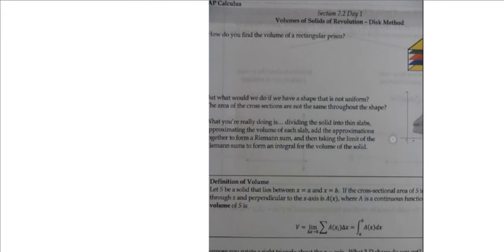Okay, on to 7.2. So 7.2 is where things start to pick up a little bit. We're looking at the disk method, so solids of revolution or rotation. It'll depend on the word they use. Before we get into that, though, let's look into this paper, see if this helps.